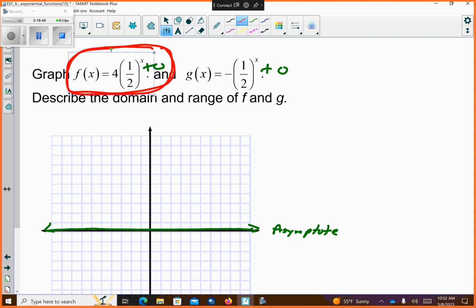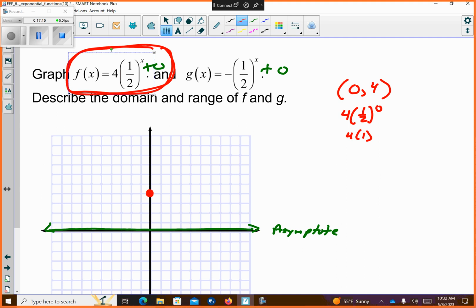And I would suggest, if you haven't figured that out, I would bring in some other colors. If you have color pencils or anything like that, or a highlighter. So 4 times 1/2 raised to 0. What's half to the 0? 1. What's 4 times 1? 4. So 0 comma 4. Right there.